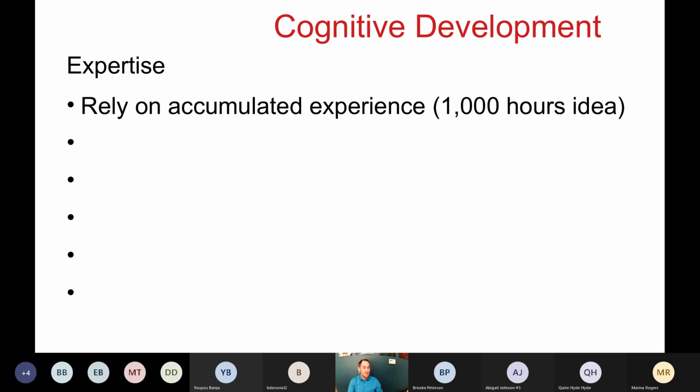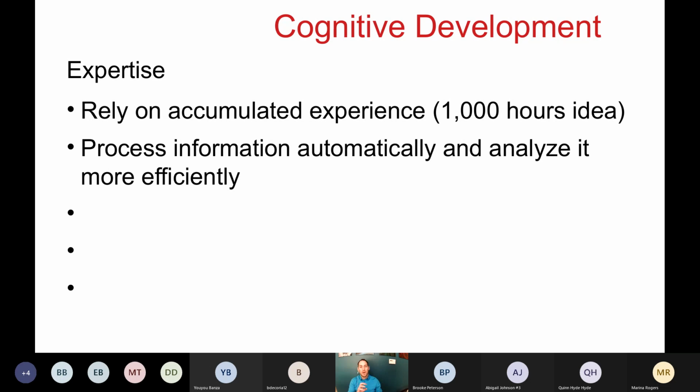So expertise. This really lines up well with the 1,000 hours idea. If you do something for 1,000 hours, you might be an expert in it. Essentially, this is building your crystallized intelligence. You are building expertise by working in something or learning something. When you have that bigger accumulated knowledge, that's more crystallized intelligence, you can process information in relation to that domain really quickly, analyze it really efficiently, see what is and is not a problem.